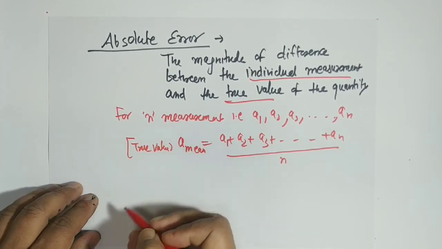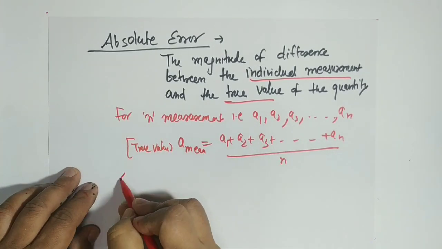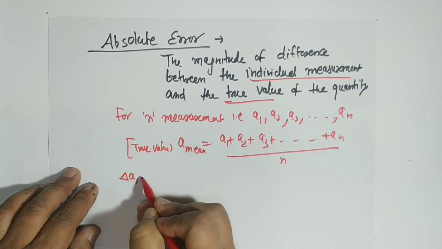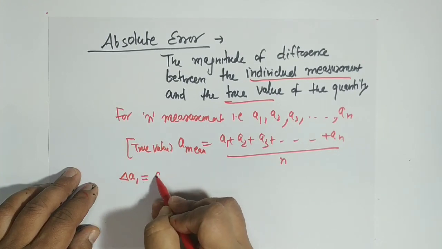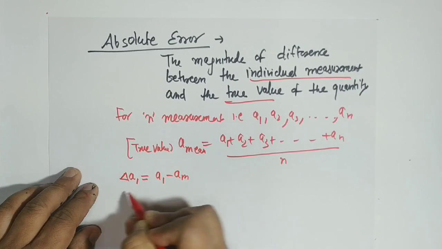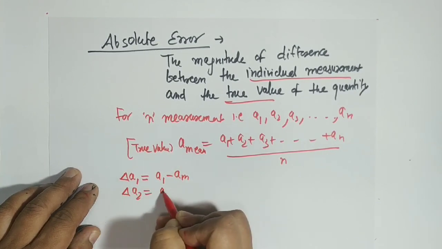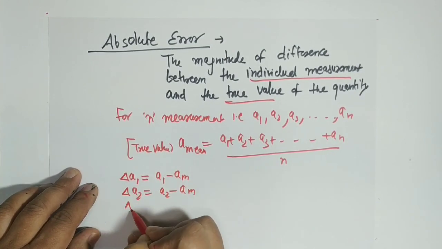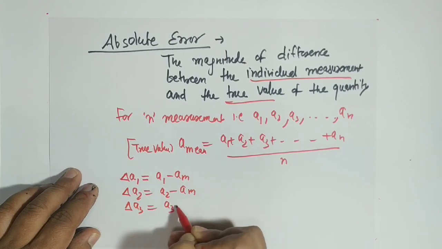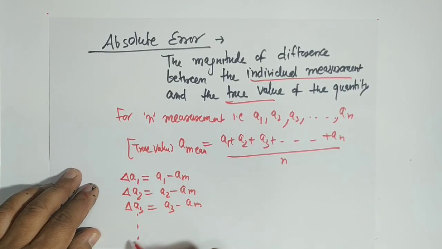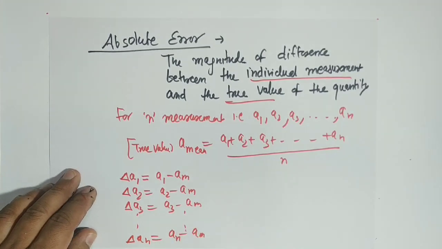Got it or not? Then can I find out the error value? Yes, delta a1. Delta means small. Delta a1 will be a1 minus a mean. Delta a2 will be a2 minus a mean. Delta a3 will be a3 minus a mean, and so on. Delta an will be an minus a mean. Got it or not? Already I have given you an example.